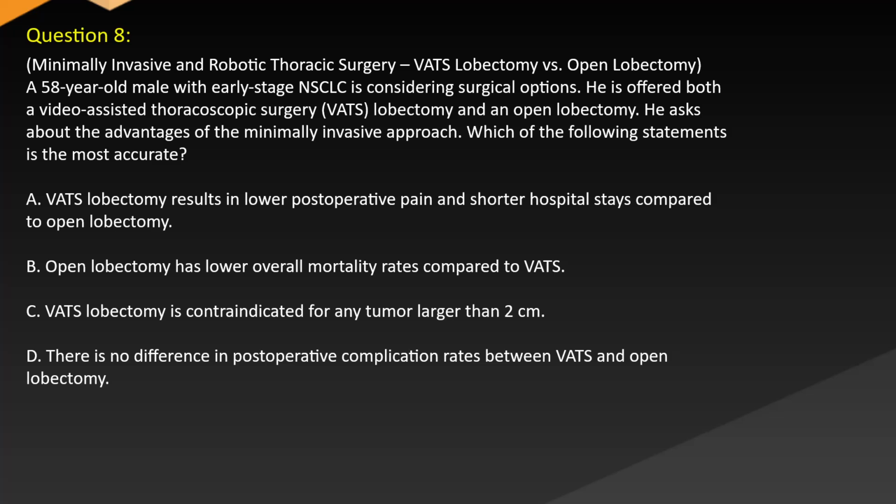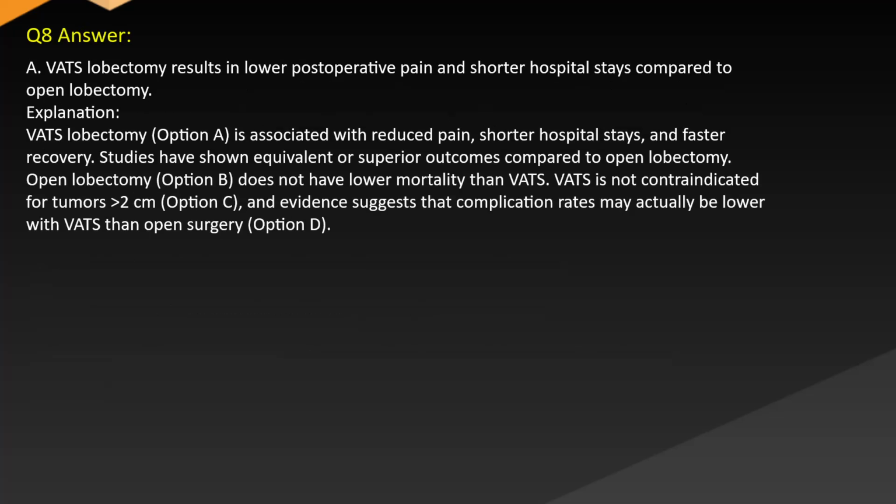A. VATS lobectomy results in lower postoperative pain and shorter hospital stays compared to open lobectomy. B. Open lobectomy has lower overall mortality rates compared to VATS. C. VATS lobectomy is contraindicated for any tumor larger than 2 centimeters. D. There is no difference in postoperative complication rates between VATS and open lobectomy. Answer: A. VATS lobectomy results in lower postoperative pain and shorter hospital stays compared to open lobectomy.